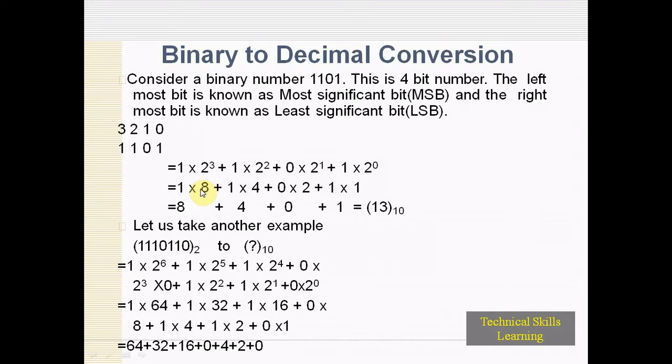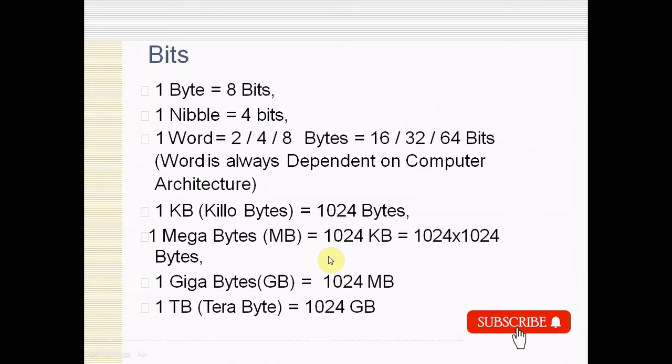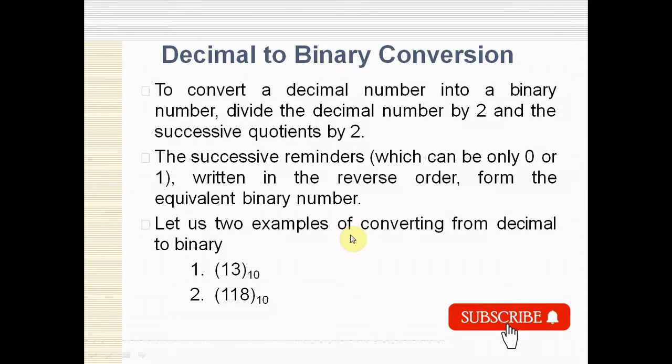In such a way, we will multiply all the bits with their position values and add all the numbers. So the next step will be 1 into 2 to the power 3 plus 1 into 2 to the power 2 plus 0 into 2 to the power 1 plus 1 into 2 to the power 0. After calculating the equation, we will get 13. So this is the decimal value of that binary number 1101. In such a way, you can convert any binary number to its decimal number.